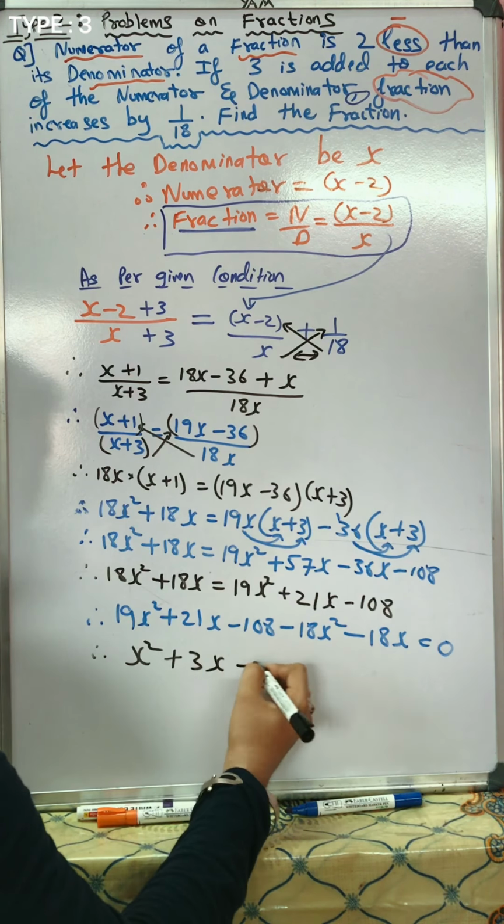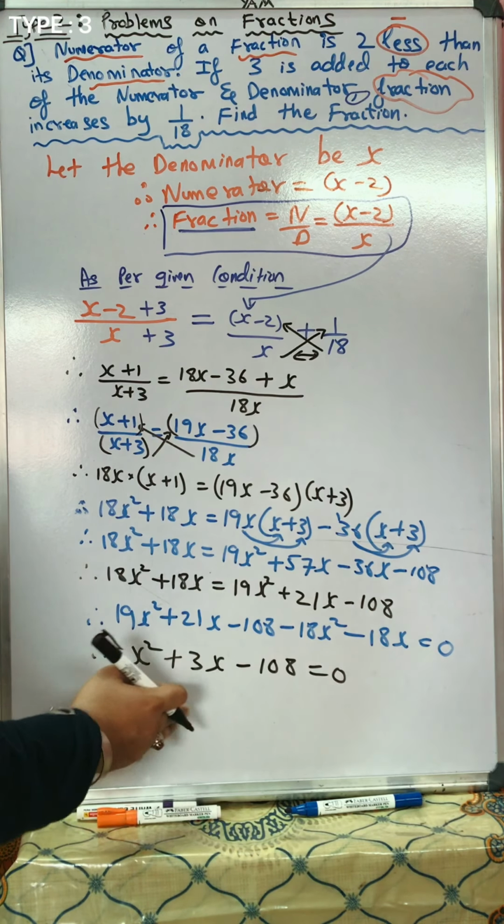So students, this is my quadratic: x square plus 3x minus 108 equals 0. Now it's very simple. I don't have place over here. Please pause the video and you can also continue.